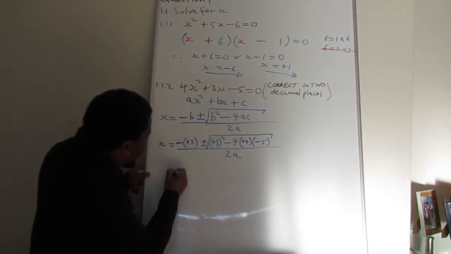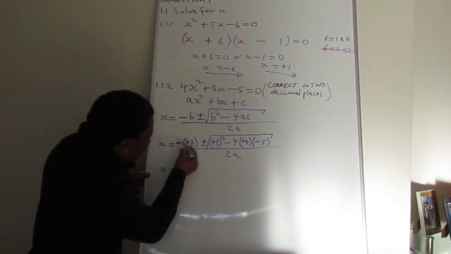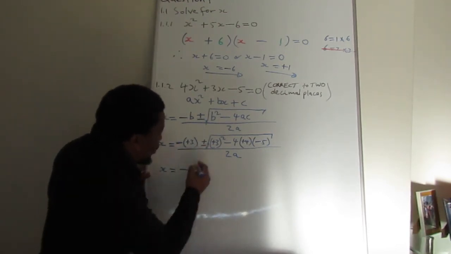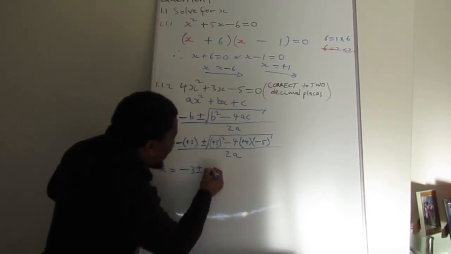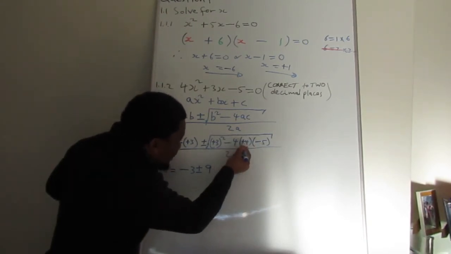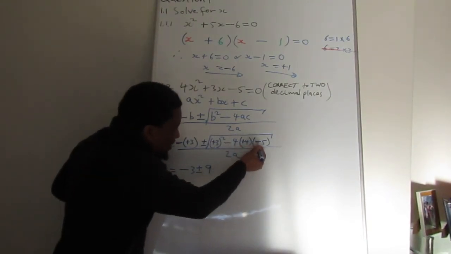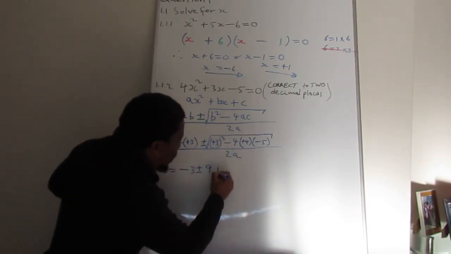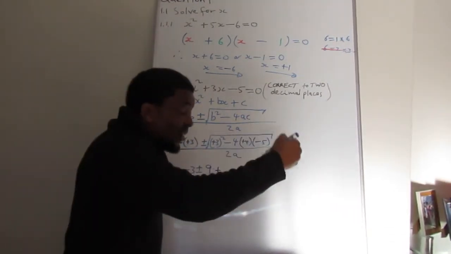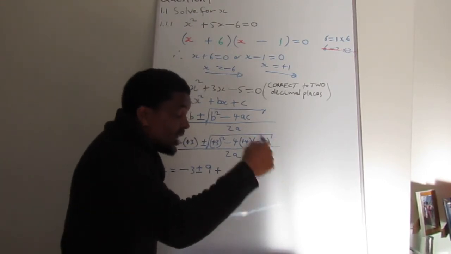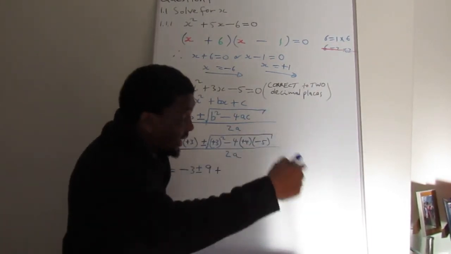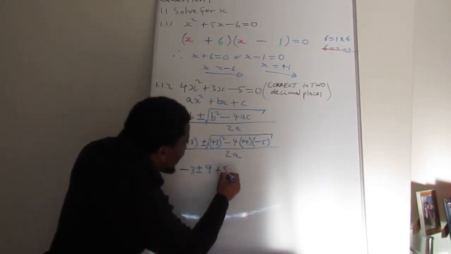Therefore x: negative times a positive is a negative, so I get -3 here, plus or minus the square root of positive 3 times positive 3, which gives me 9. Negative times positive times negative: negative times positive gives a negative, and negative times negative gives a positive. So plus 4 times 4 is 16. 16 multiplied by 5: 5 times 6 is 30, carry 3; 1 times 5 is 5, plus 3 is 8. So I get 80 in this case.